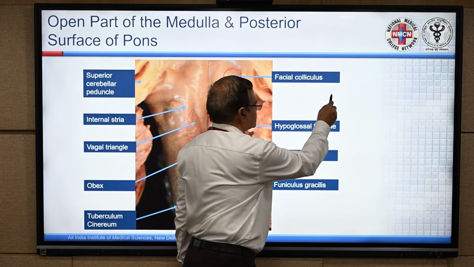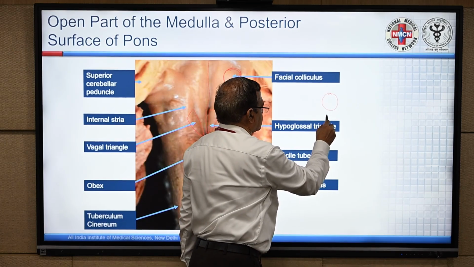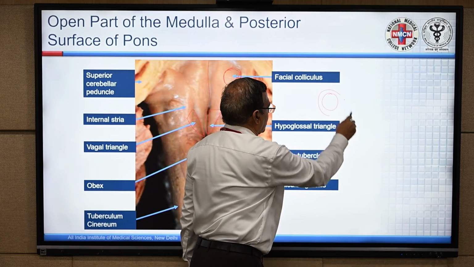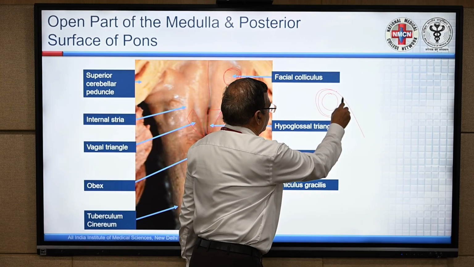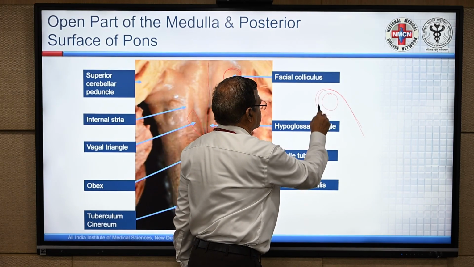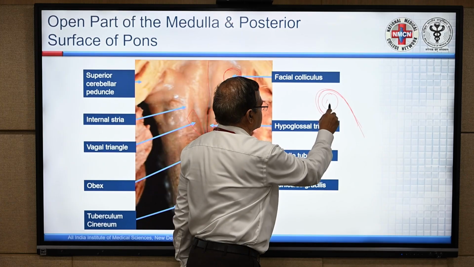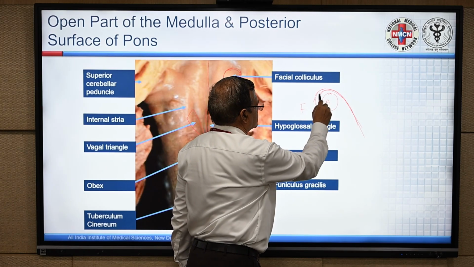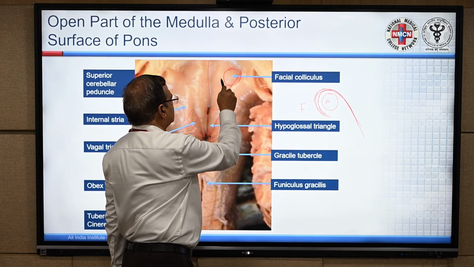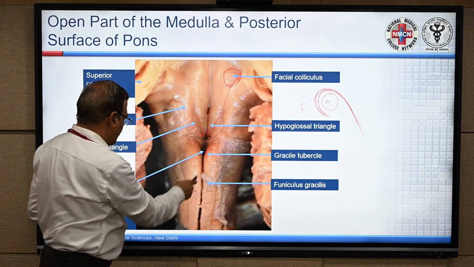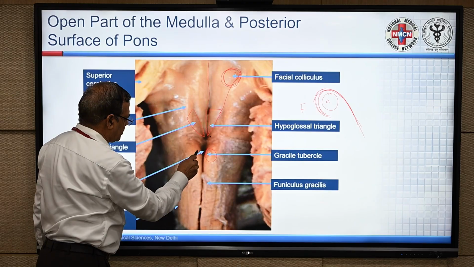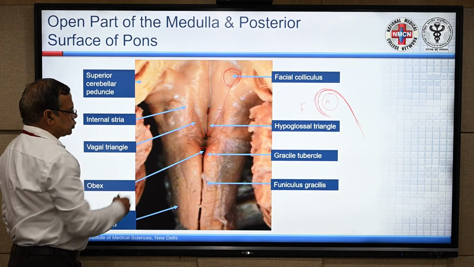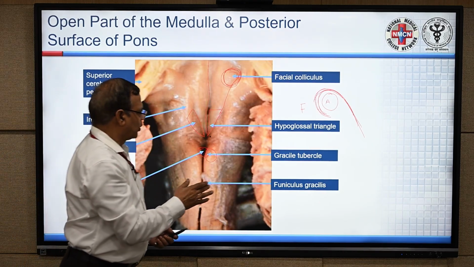If you imagine this is the abducens nerve nucleus, the fibers of the facial nerve come like this, and because the facial nerve fibers come around it, this is called facial colliculus. The obex is the junctional area between the two gracile tubercles. This is a very important landmark.